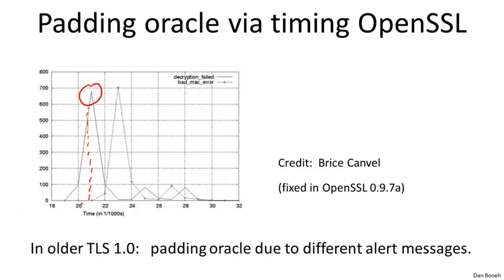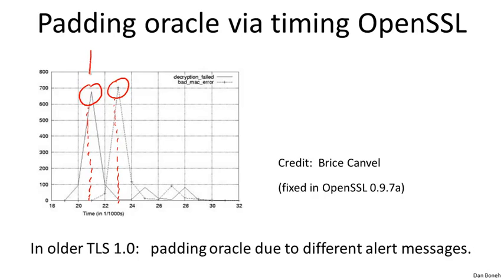However, if the pad is valid, then the MAC needs to be checked, and when it's discovered to be invalid, the alert is only generated at that point. In that case, it takes a little bit longer until the alert is generated, on average about 23 milliseconds. So even though the same alert is sent back to the peer, the adversary can simply observe the time until the alert message is generated.